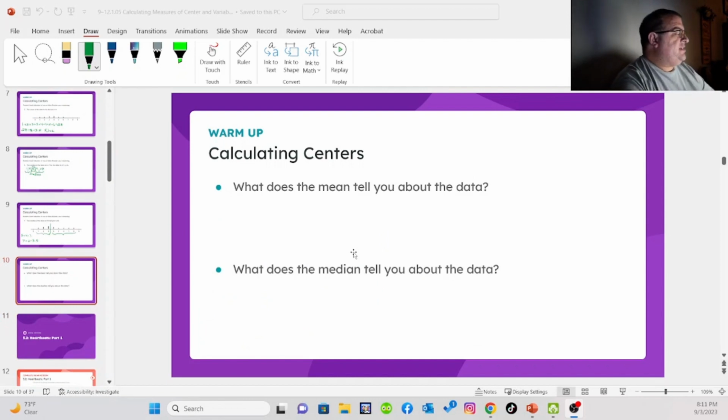So now it asks, what does the mean tell you about the data? So take a minute, talk to those around you, and see if you can come up with what the mean tells you about the data. The mean is just another word for average. So the mean tells you the average of the data set.